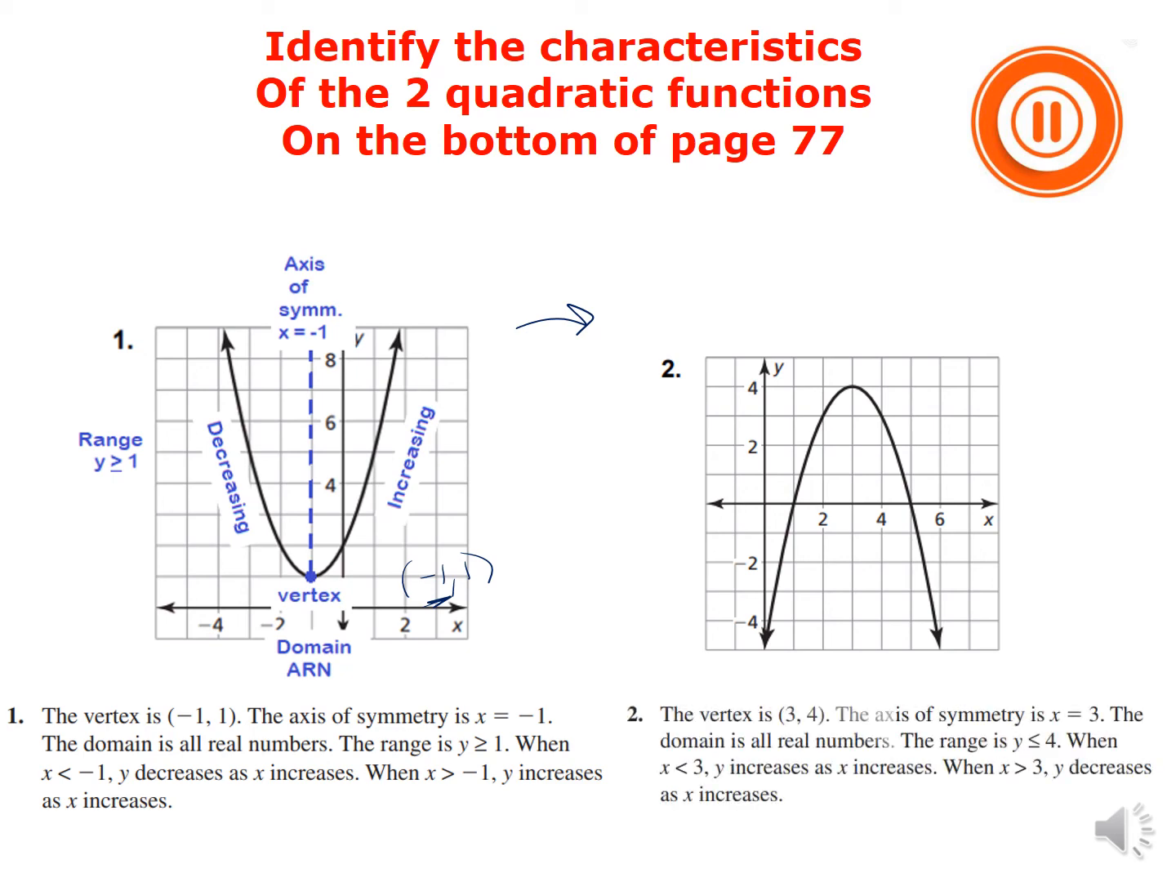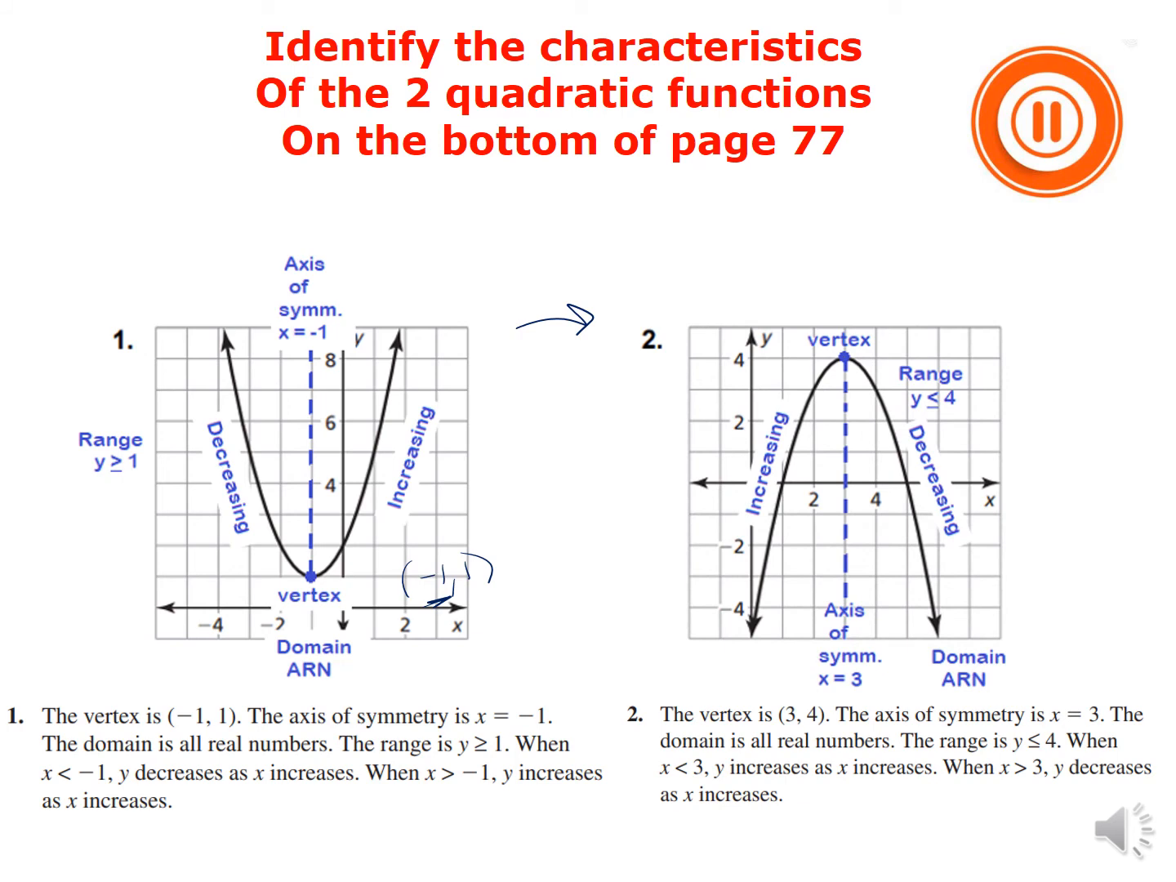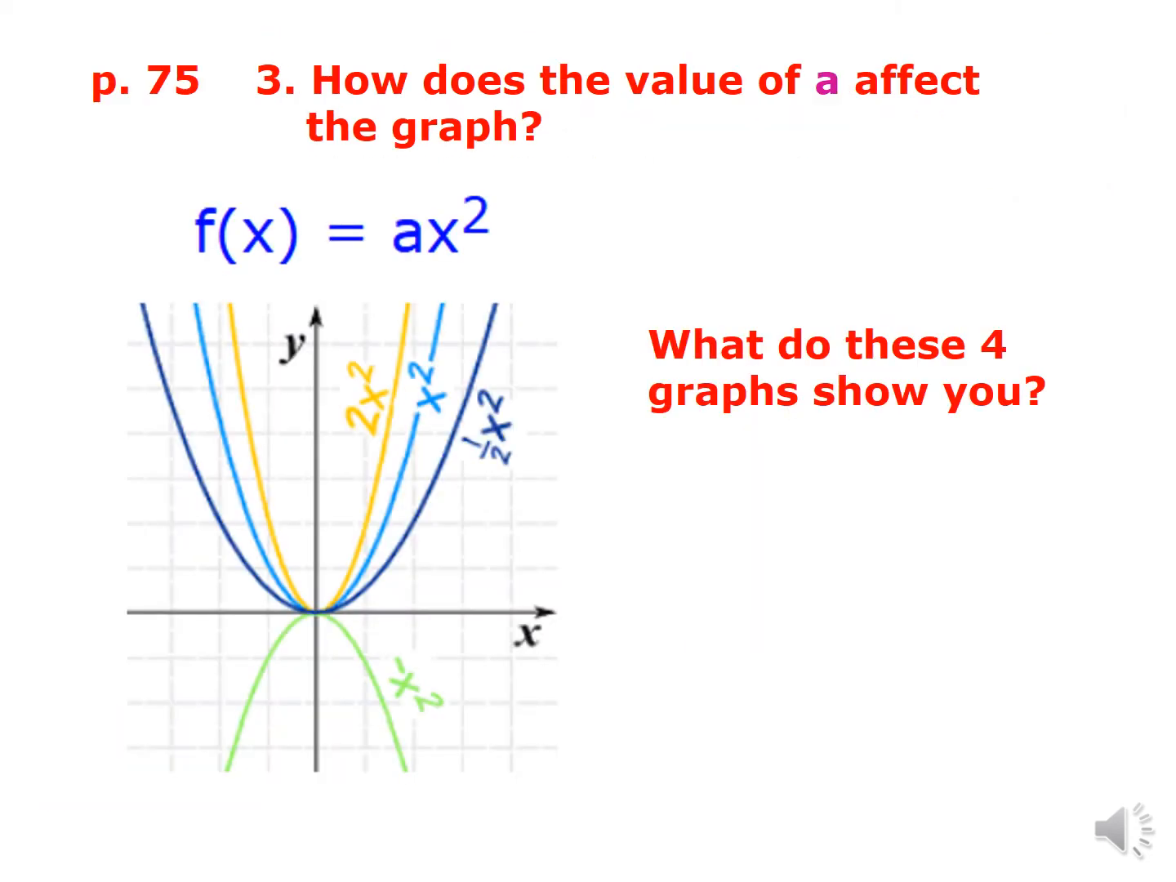Okay, so here's what we've got for this one. The vertex is up here at (3, 4), which means my axis of symmetry is x equals 3, and my range, since it's a maximum, is y is less than or equal to 4. Okay, so there you go.